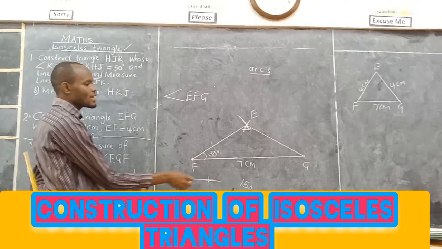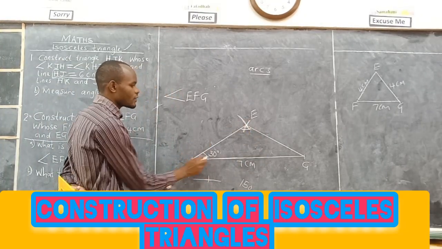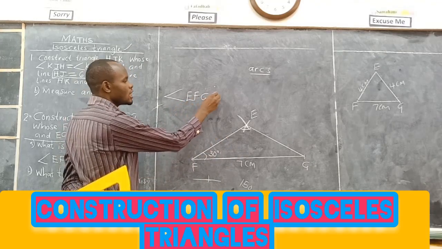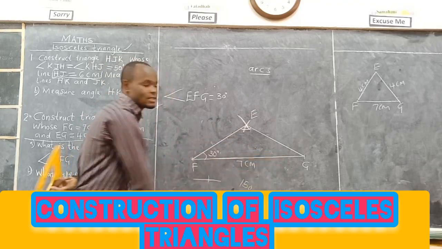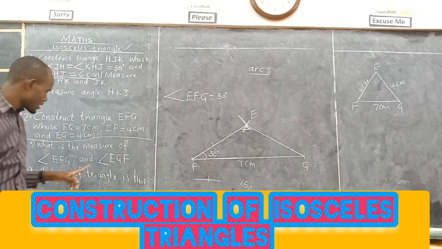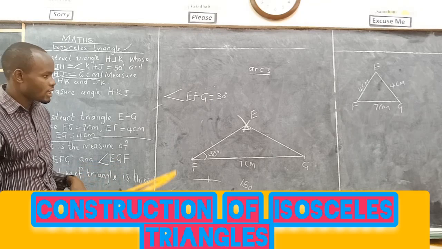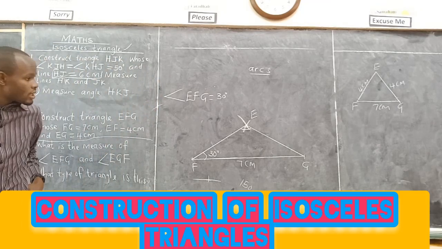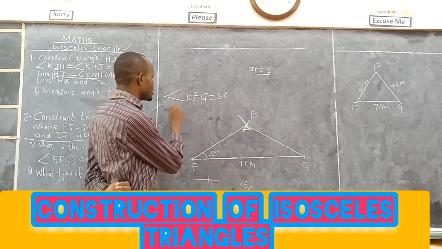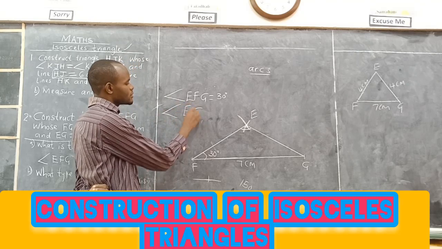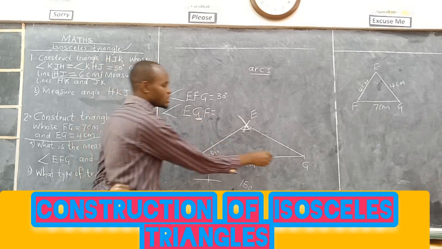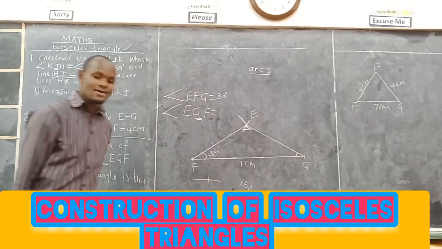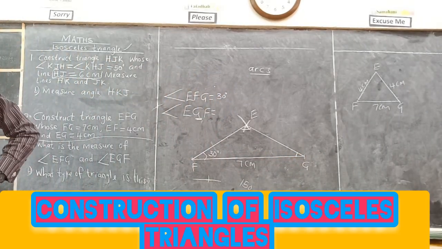So which angle is this? This is angle EFG. EFG is 30 degrees. You can measure the other one. That is EGF. Measure angle EGF. Meaning you are placing your protractor where we have G here. You want to measure that angle.